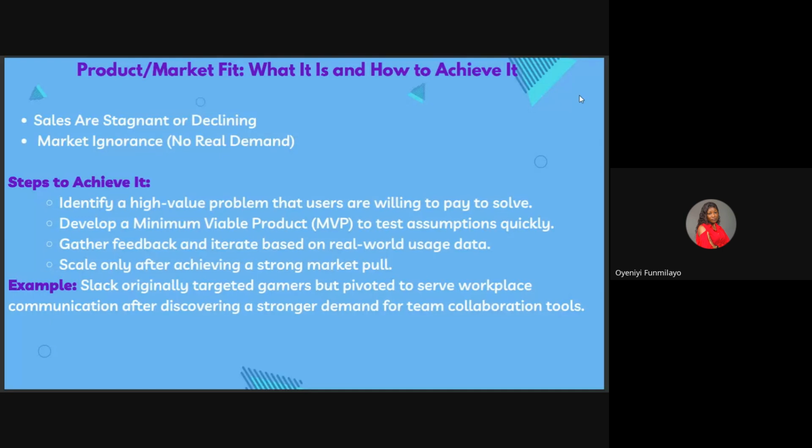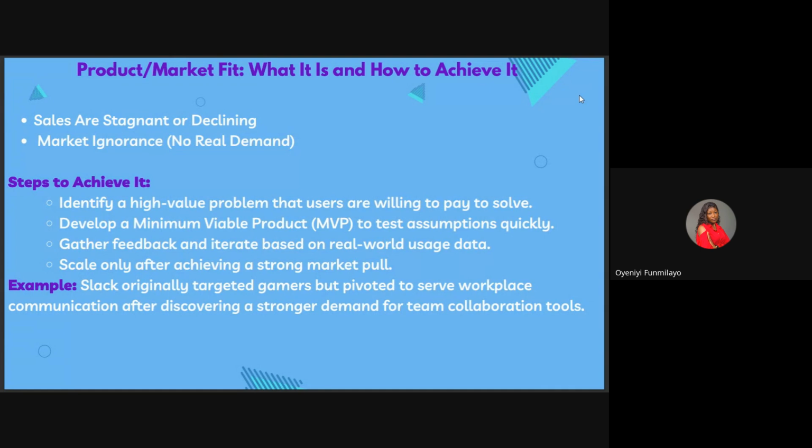So you need to learn how to develop an MVP to test your assumption quickly. Quickly, oh. MVP should not be taking 6 months. MVP should not be taking 2 months. Okay, 2 months is fair, but 6 months, 8 months for MVP, that means you're building the product already. So we need to gather feedback and iterate based on real-world usage data. Whatever they've said to you, then you would iterate on it. And then scale only after achieving a strong market pull. Yes, you can only scale, you can only go up, you can only do more things once you have achieved a strong market pull.